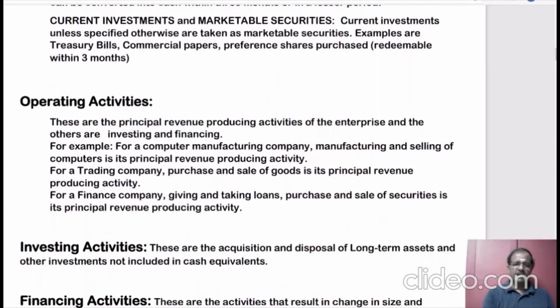Now, operating activities. This is a very important terminology used in this chapter. These are the principal revenue producing activities. See, we need to understand the basic purpose and objective of starting this organization.